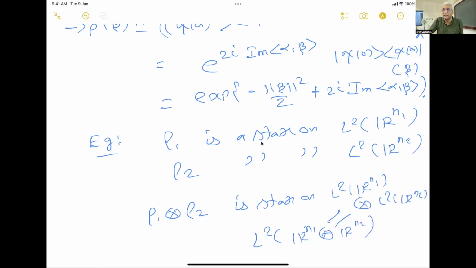Okay. Is it clear? It's not clear. It's because of the Fock space property. Exactly. This is gamma of C^n1. This is gamma of C^n2, which is the same as gamma of C^n1 direct sum C^n2, which is the same as R^n1 direct sum R^n2. Okay. We are using that.